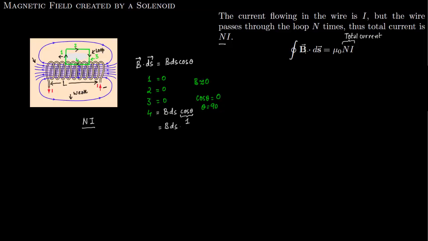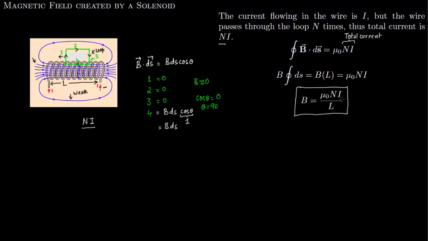You know that B vector dot ds vector is just B ds. You take B out and integrate over ds. Now you have the entire length L. You plug in L, and this is equal to mu naught NI. So you get B is equal to mu naught NI over L. Mu naught is the permeability of free space, N is the number of loops, I is the current flowing through the solenoid, and L is the length of the solenoid.